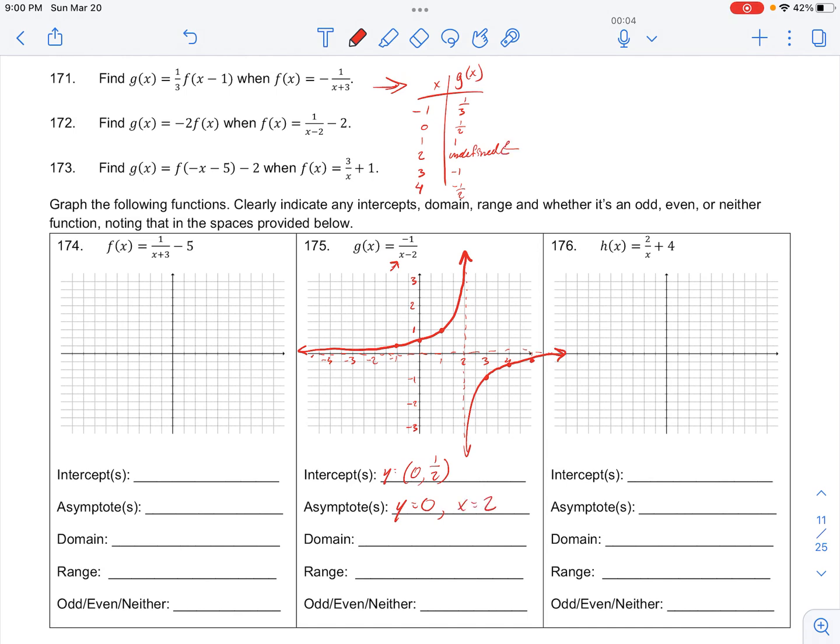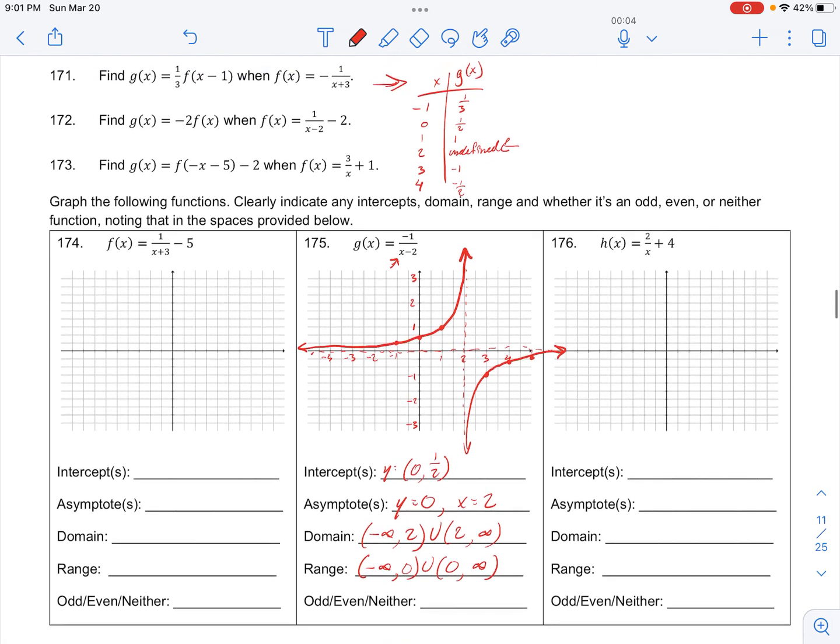Our domain ranges from negative infinity to 2 because of our asymptote, and then continues on from 2 to infinity. Our range stretches, let's go from negative first, from negative infinity to 0. Then because of our asymptote, we stop at 0, and then we continue from 0 to infinity.